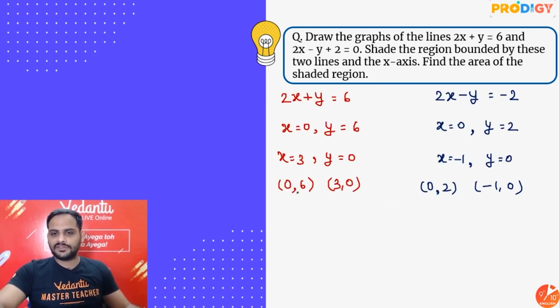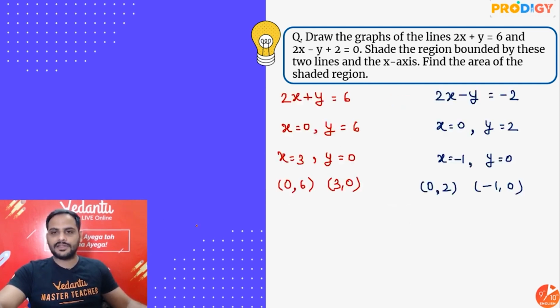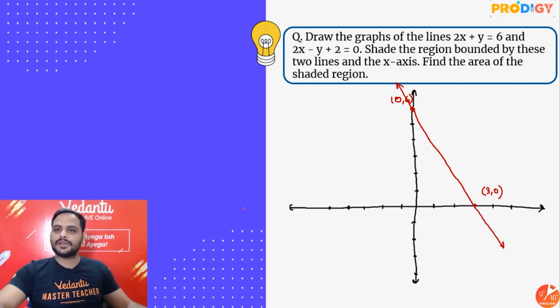So first point is 0, 6. Where will I get 0, 6? X coordinate 0, y coordinate 6. 0, 6 is over here. Second solution is 3, 0. X coordinate 3, y coordinate 0. 3, 0 is over here. Join both these points like this. This is our first equation.